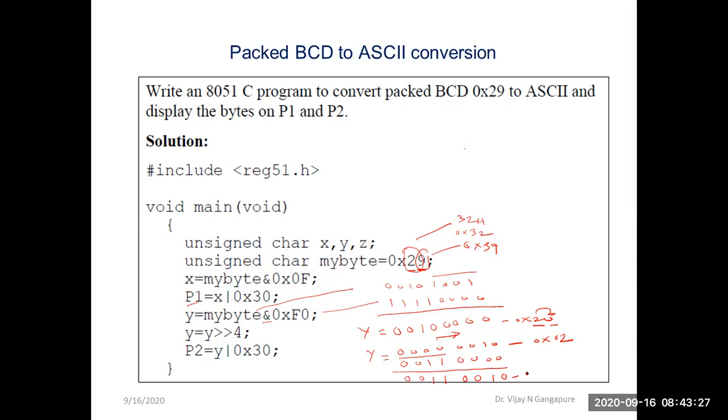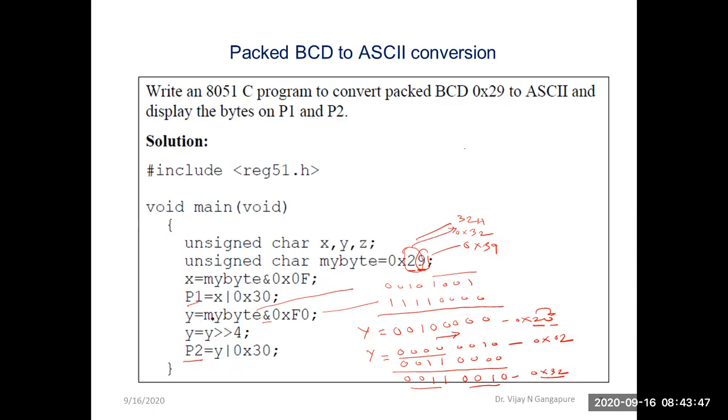So this will produce, what is number, this is 3 and this is 2. So 0x32 or 32H will get produced, and that we are outputting to port 2. Okay, so what is 32? 32 is nothing but the ASCII code of 2, isn't it?